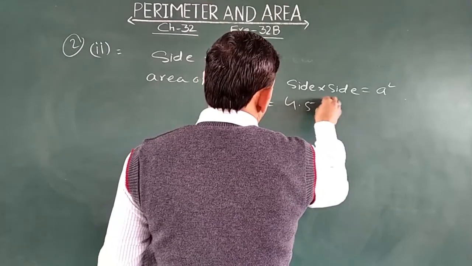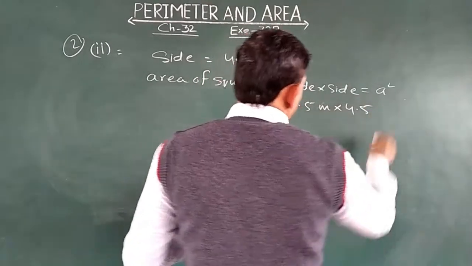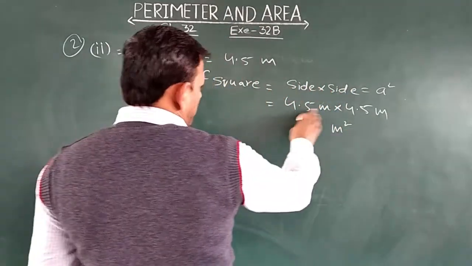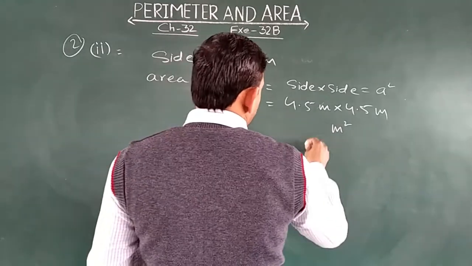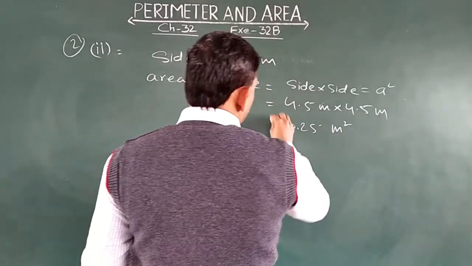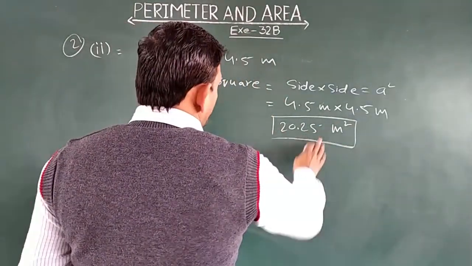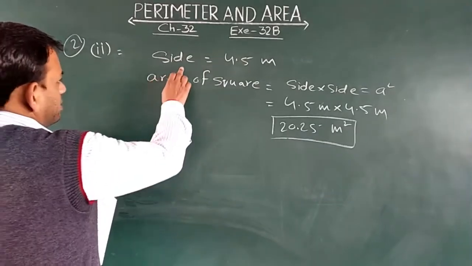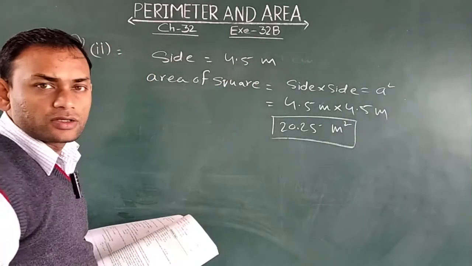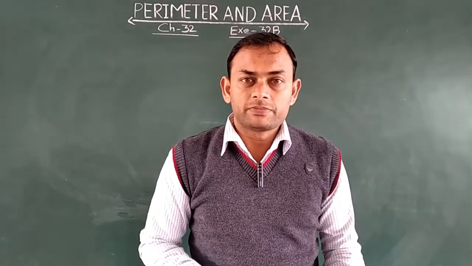So 4.5 meter into 4.5 meter. Meter into meter will be meter square, and 4.5 into 4.5 will be 20.25. So 20.25 meter square is the area of the square whose side is 4.5 meter. Got it?